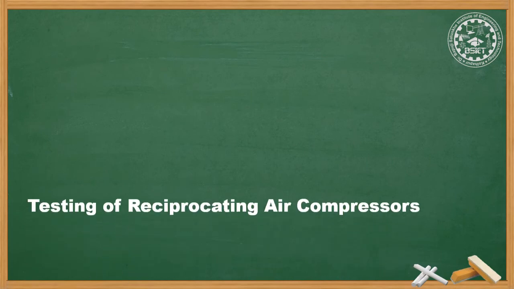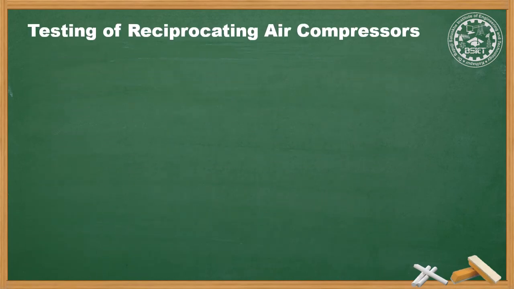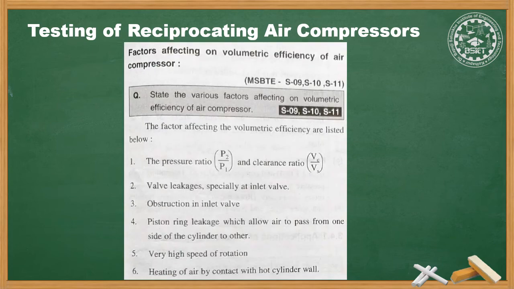There are some factors that affect the volumetric efficiency of a compressor that need to be studied. The factors affecting the volumetric efficiency are: number 1, the pressure ratio, that is P2 upon P1, and the clearance ratio, that is Vc upon Vs. Second, valve leakages, especially at the inlet valve.